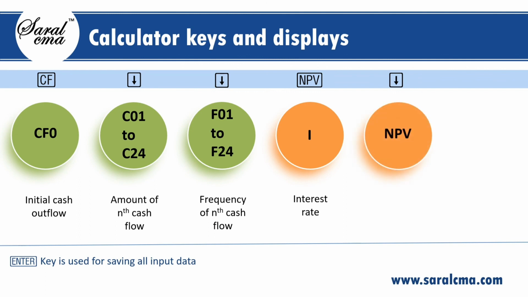By pressing the CPT key located at the topmost row left corner after pressing the NPV key, one will know the value of NPV. Note that the number displayed on the calculator after pressing the CPT key stands for amount and not percentage.